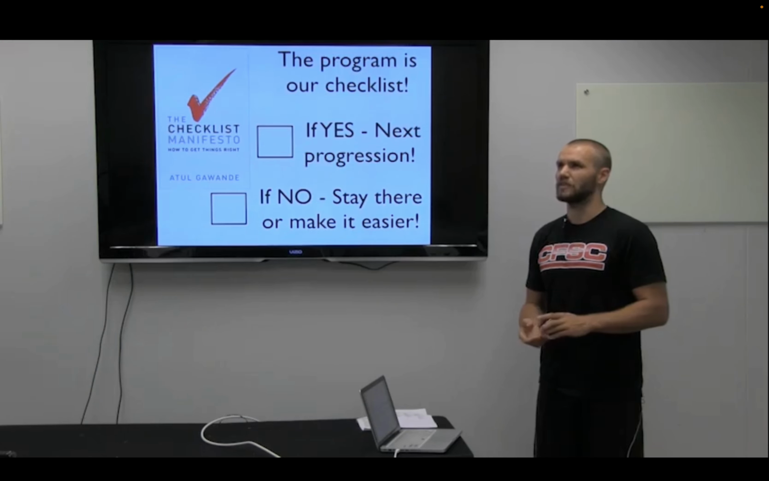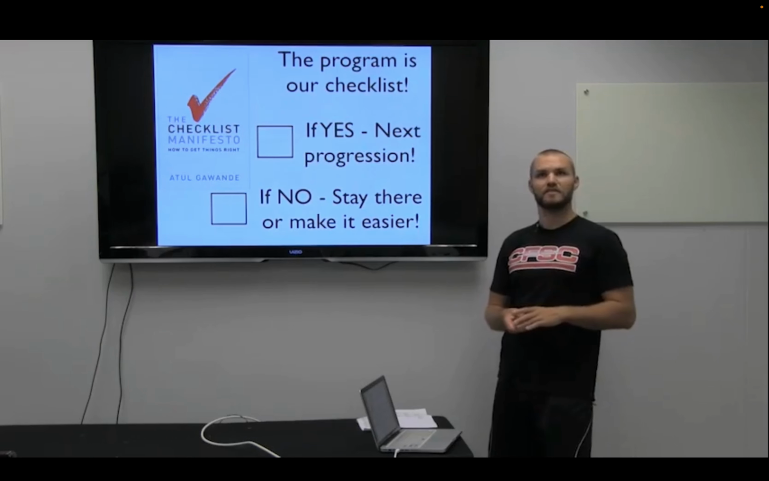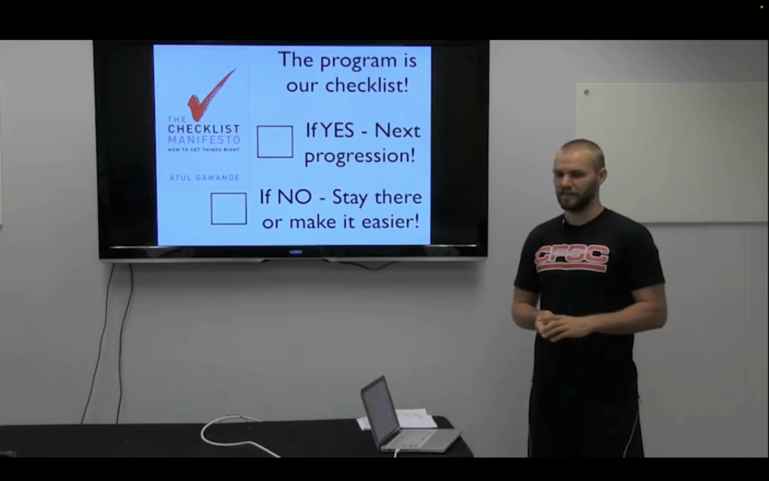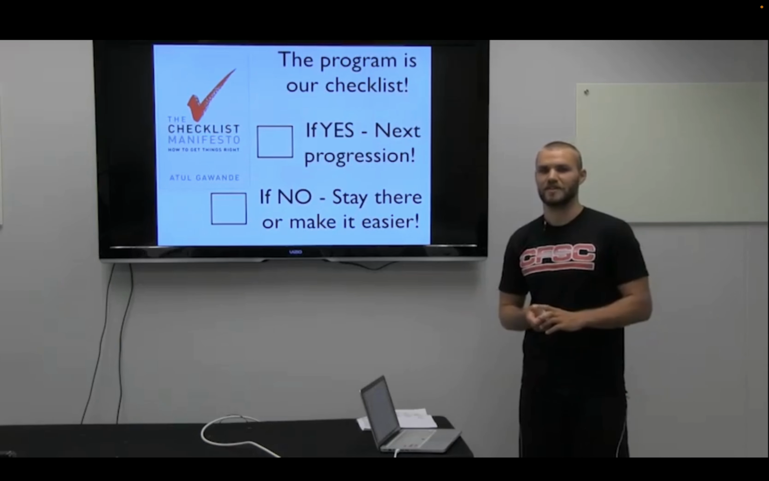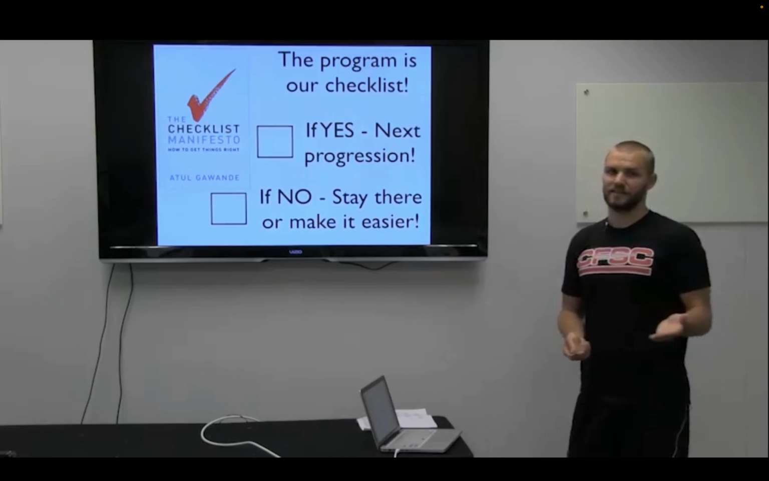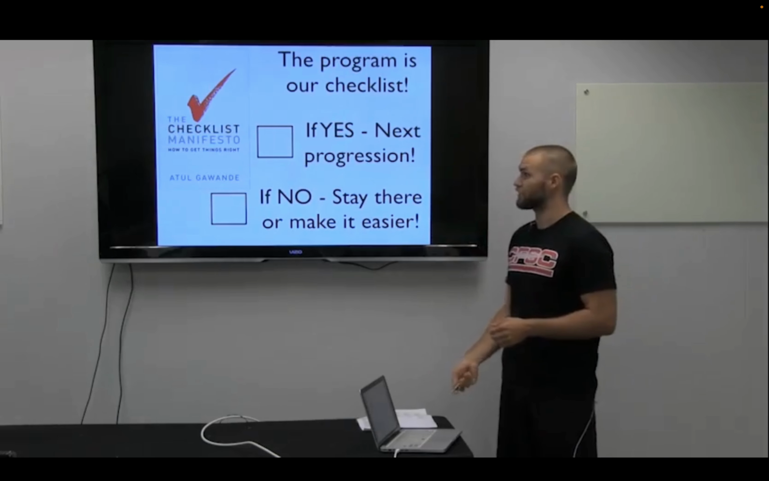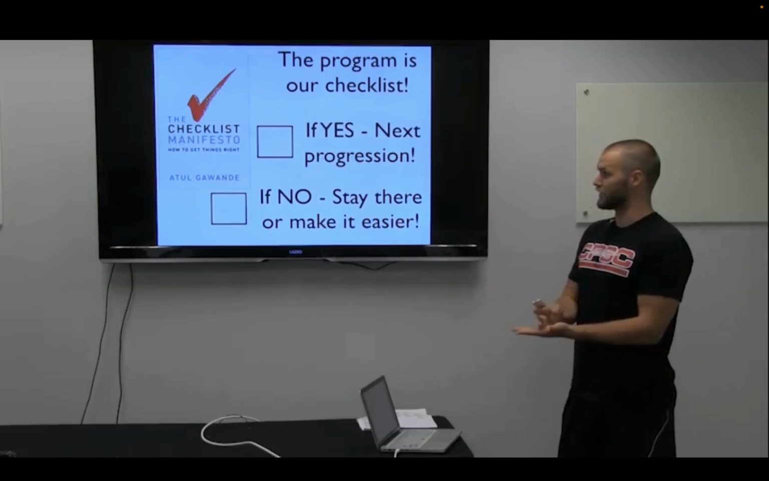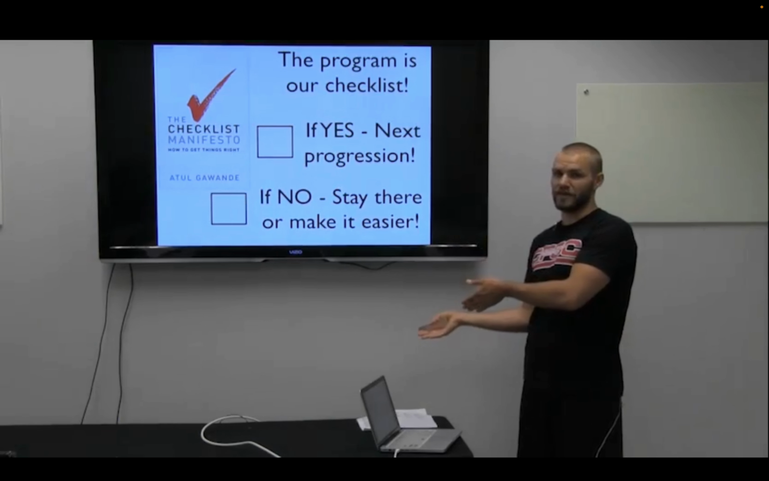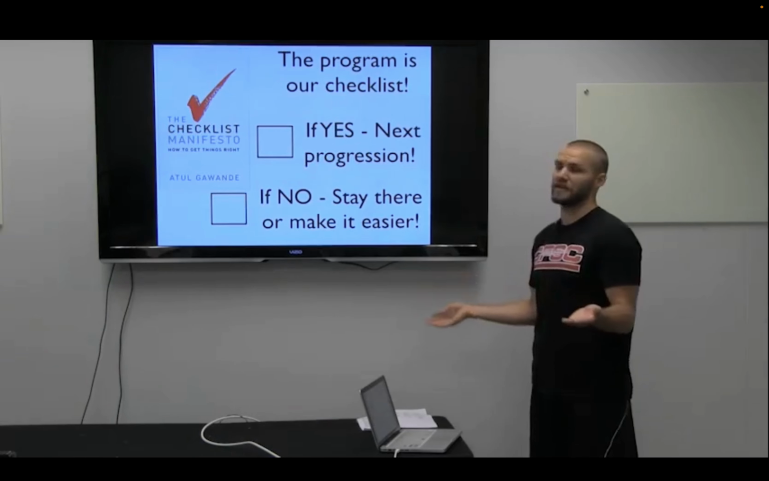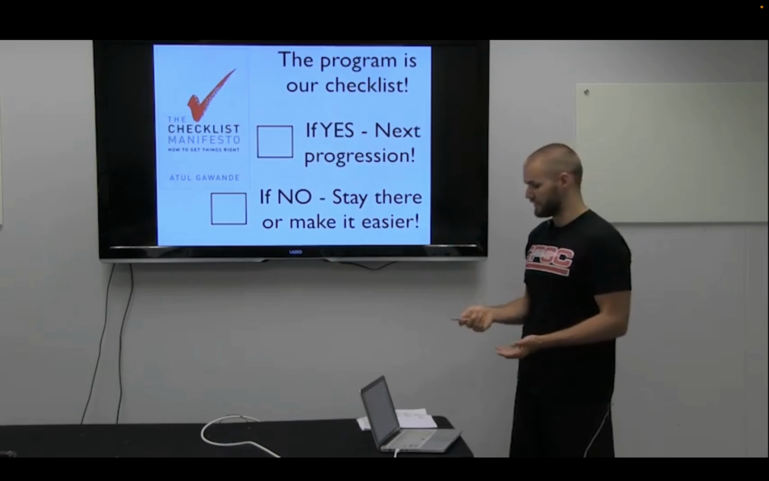Etc. And I believe after implementing this checklist in 8 hospitals, deaths by infection fell 47%. And this was in 2008. So this wasn't like in 1900, this wasn't 100 years ago. This was very recent. So that's how I like to think about programming. If we make the program our checklist, if yes, you get to move on to your next progression. If no, you have to either stay there in that phase or at that exercise, or you have to find a way to make it easier. So that's how we get an increase in our results and a decrease in performance injuries.